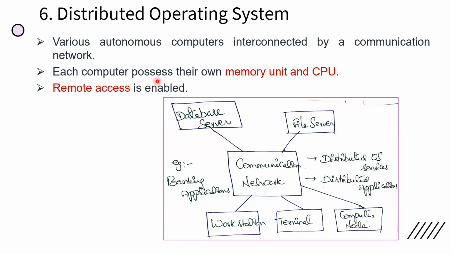Each computer possesses its own memory unit and CPU, and remote access is enabled. That means different devices can access the services from the different types of servers using the communication network. Here the applications are distributed across multiple computers, and the operating system services like file management and database management are also distributed across different computers. Examples of distributed operating systems include banking applications and the railway reservation application.